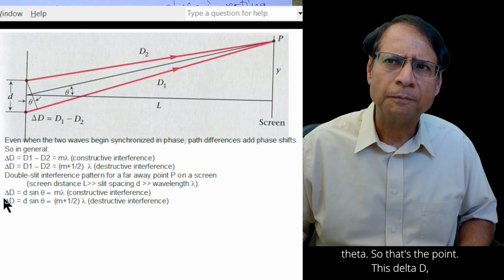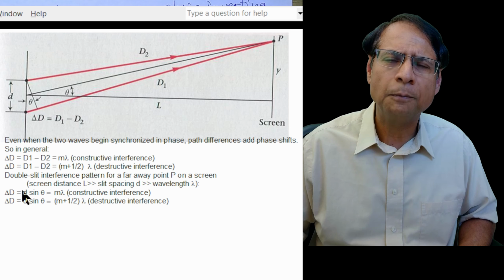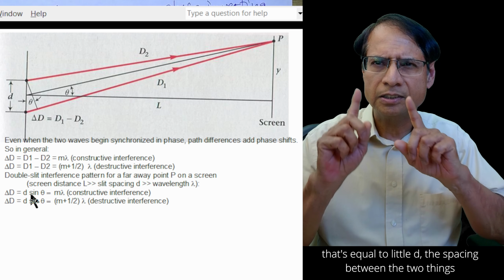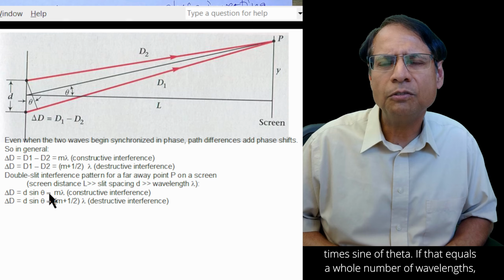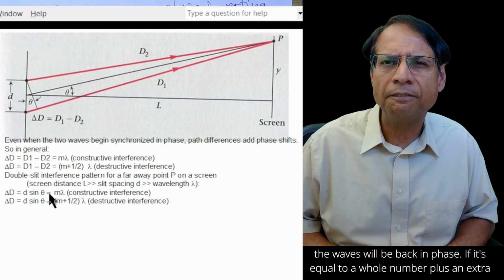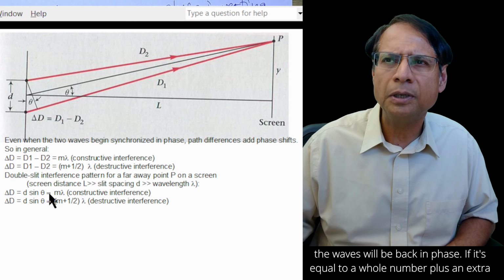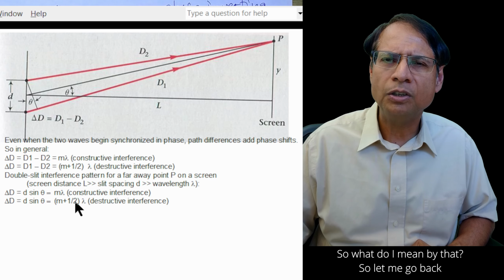So that's the point. This delta D, the difference in path length that you have over here, is equal to little d, the spacing between the two sources, times sine of theta. If that equals a whole number of wavelengths, the waves will be back in phase. If it's equal to a whole number plus an extra half wavelength, they will be out of phase. So what do I mean by that?